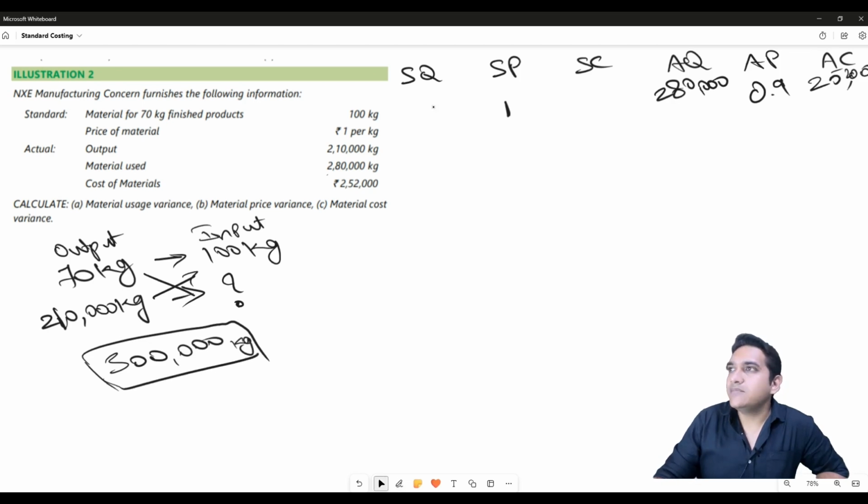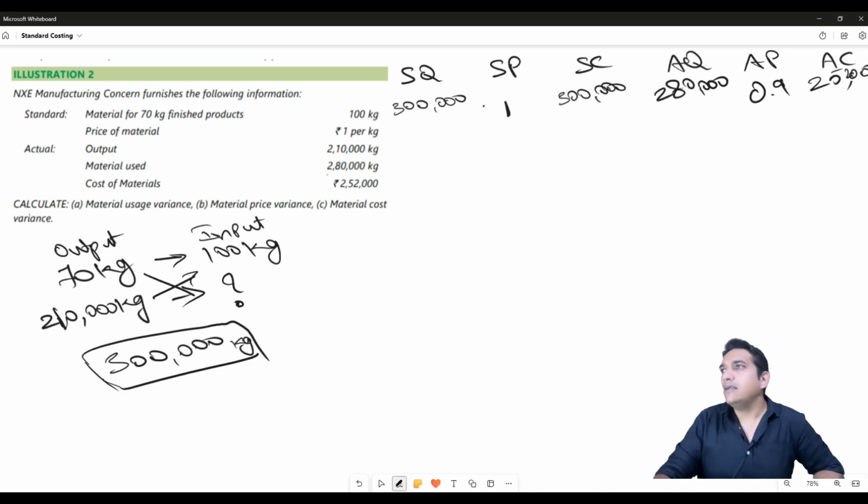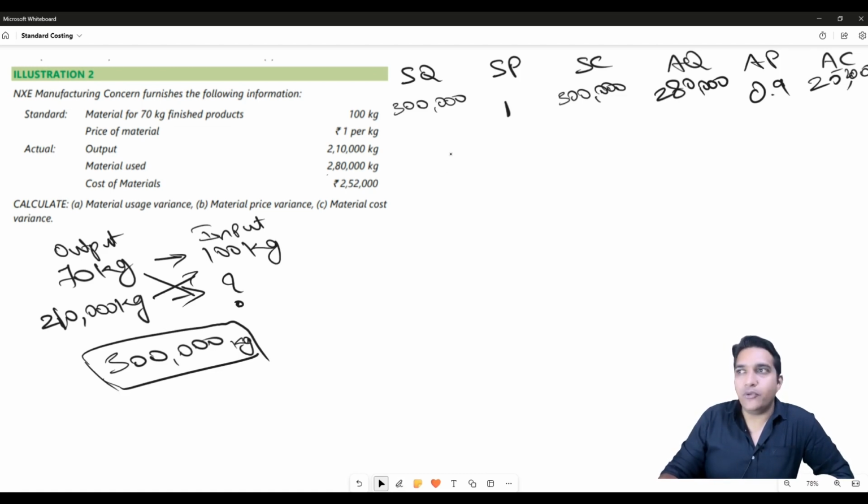So this becomes my standard quantity, 300,000. Standard cost again would be 300,000. It is not equal to standard quantity here. You have to multiply this, you get this. Now our table is ready. Once our table is ready, we just have to use the formula to compute all the variances.